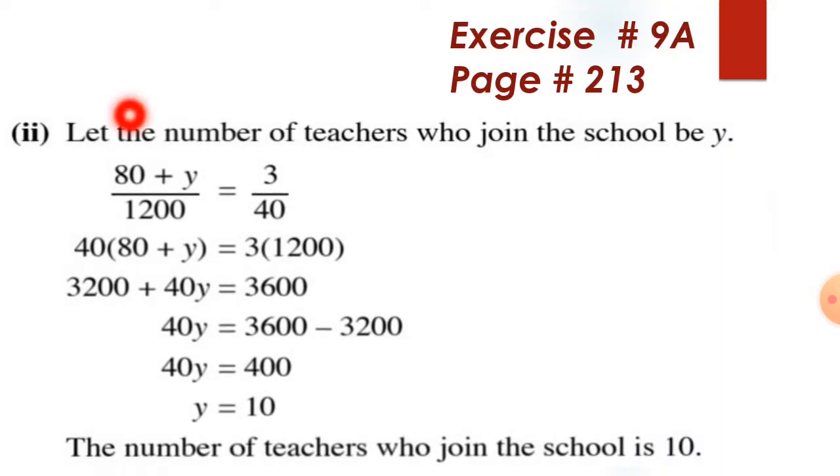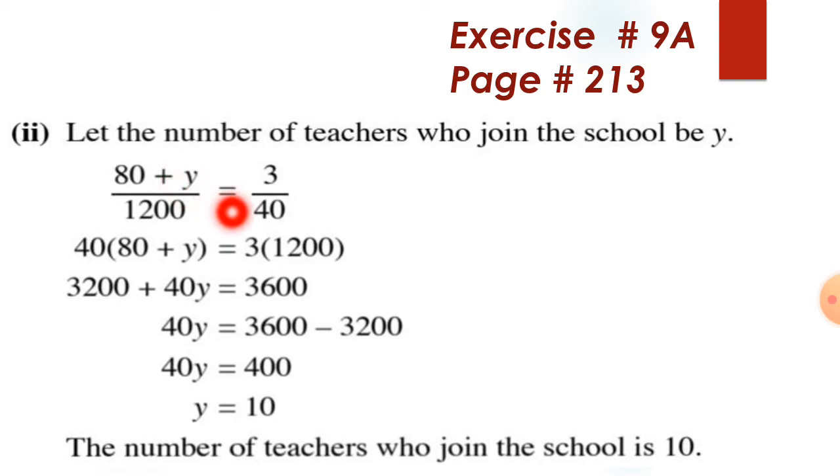In part 2, let the number of teachers who join the school be y. So the number that we got initially, that was 80, plus y, divided by 1200 in the denominator, which is the total students, is equal to 3 divided by 40. From where has this 3 divided by 40 come? That is the ratio after the joining of the new teachers.